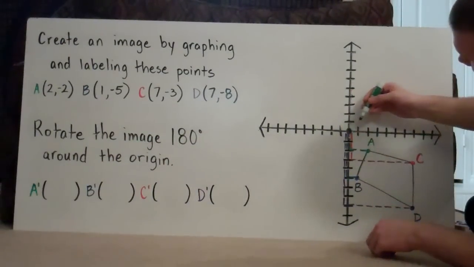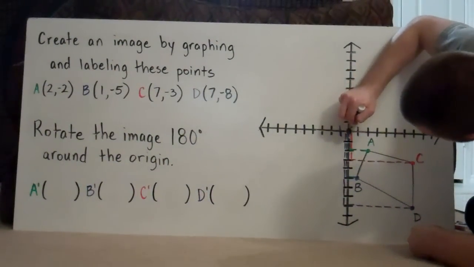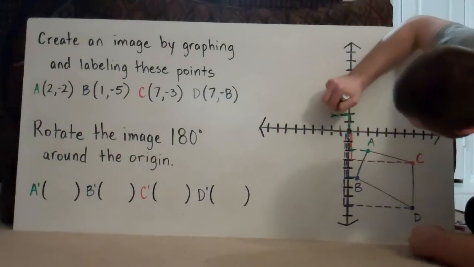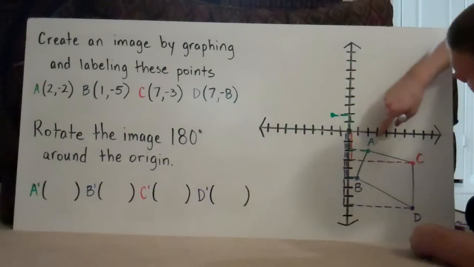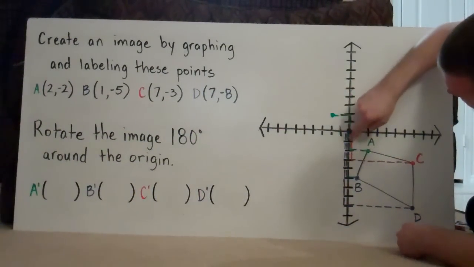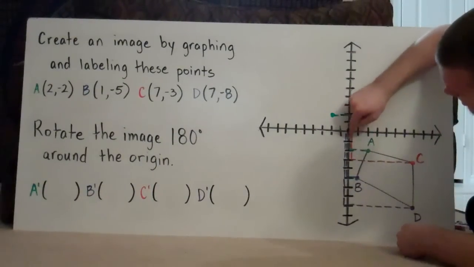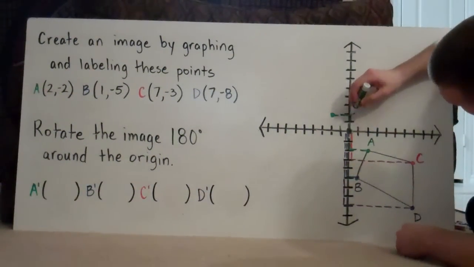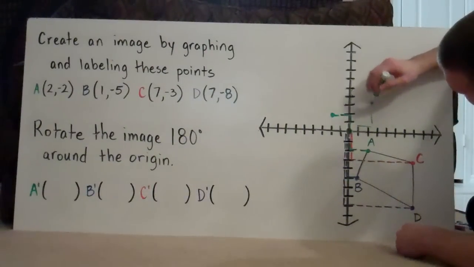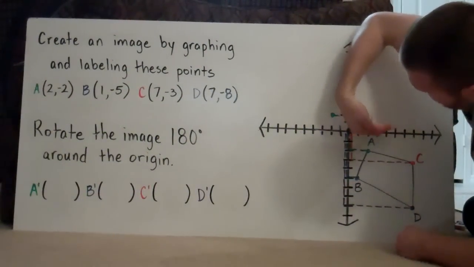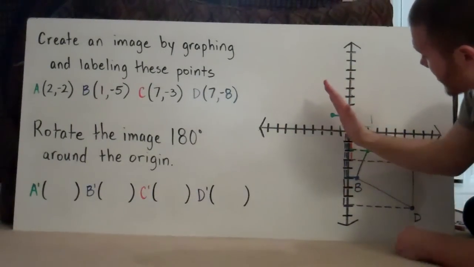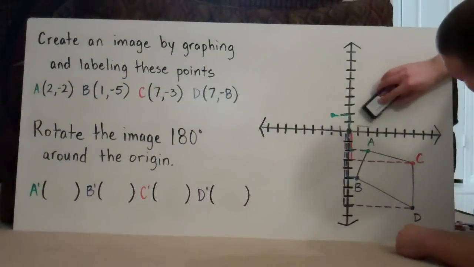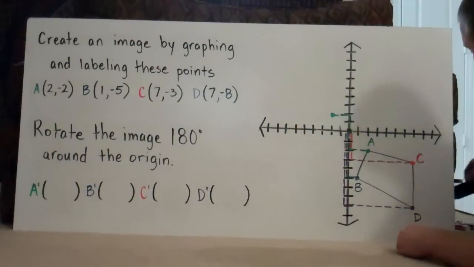So now, A prime is going to be located right there. See this? If we took this little hook, this little L, rotate it 90, it would end up facing that way. Rotate it 90, it faces that way. And then when we rotate 90 again, it's going to face that way. And there's A prime. Alright? B prime.